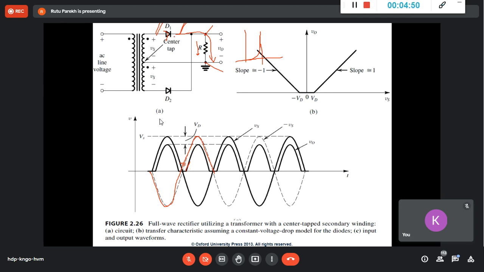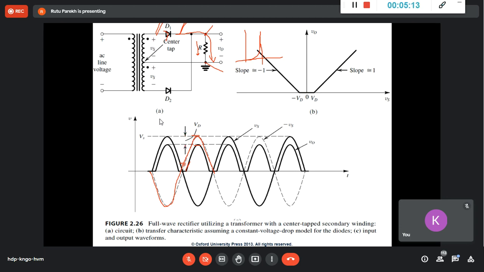If the current is flowing, then with the drop across the diode, for maximum voltage, your maximum output voltage will differ from the input by the diode drop VD when it is conducting. So this difference is VD.